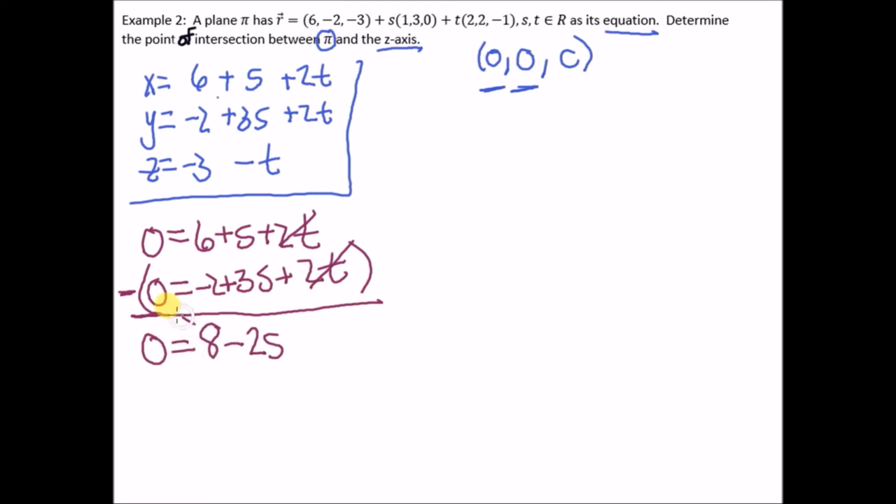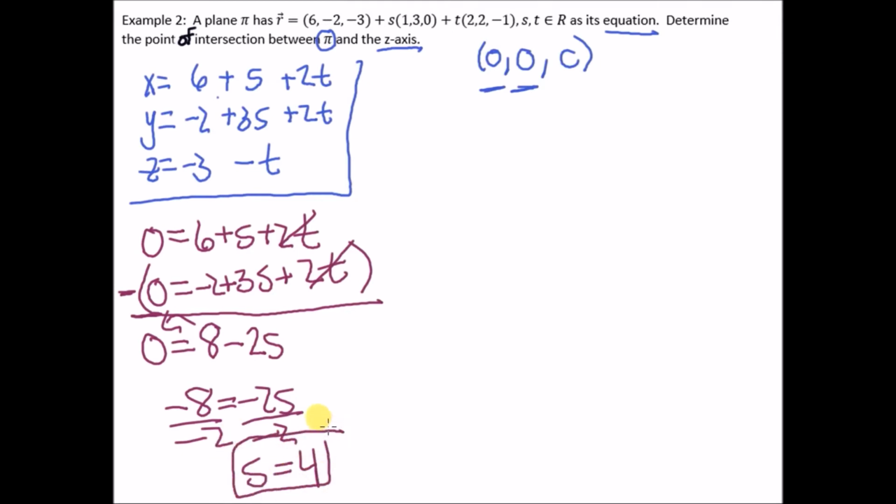Now, from this point, I can just rearrange. Negative 8 equals negative 2s. Divide both sides by negative 2. I get s equals 4. From there, we have s, and we want to sub it back into either one of the originals, so equation 1 or equation 2. I'll just take equation 1. That's fine with me. 0 equals 6 plus 4, which is our s value, plus 2t.